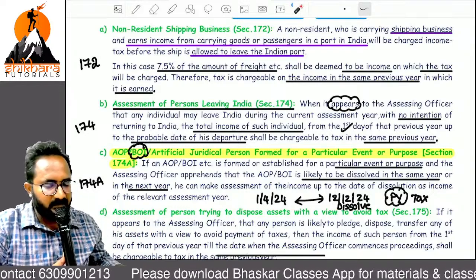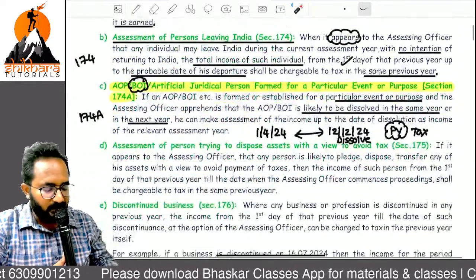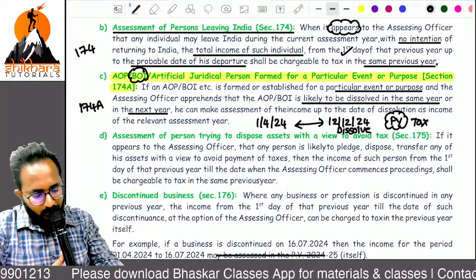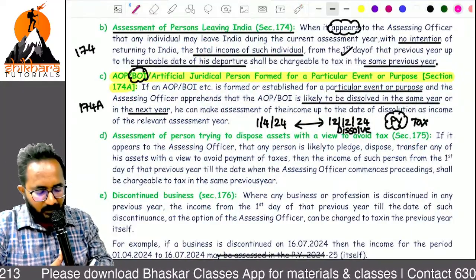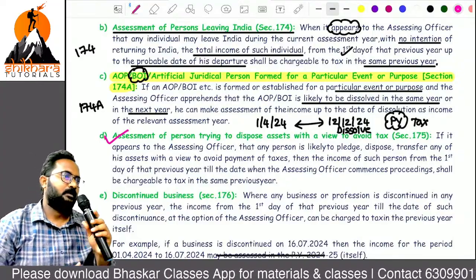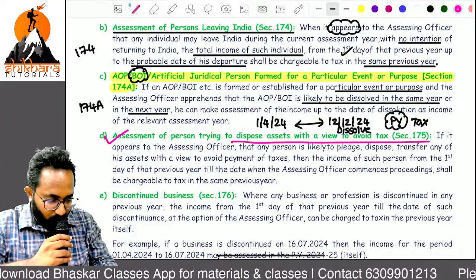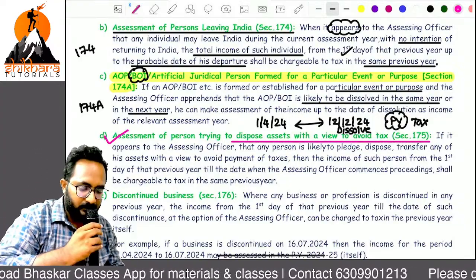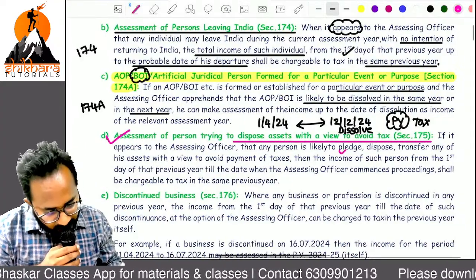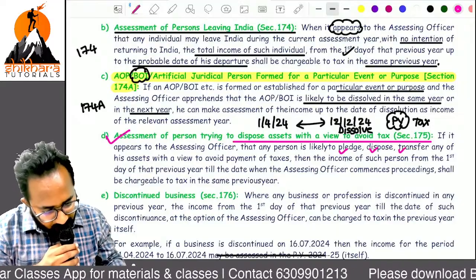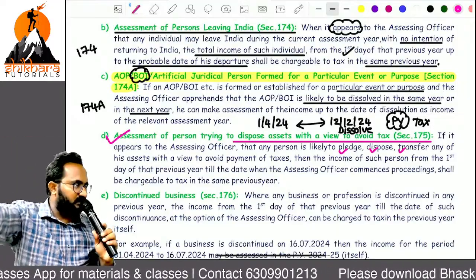You can't get these things directly in the exam, but maybe for general knowledge purposes you have to remember this. Next one: a person trying to dispose of assets with a view to avoid tax. Sir, I am doing pledges, disposals, and transfers in the form of gifts to others.